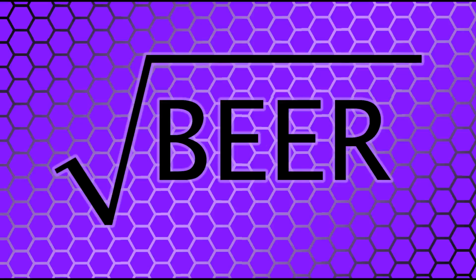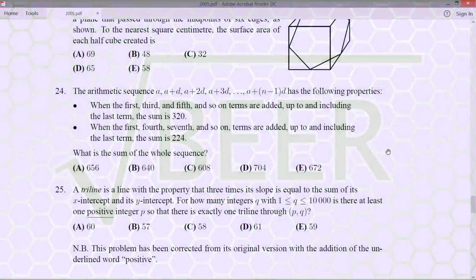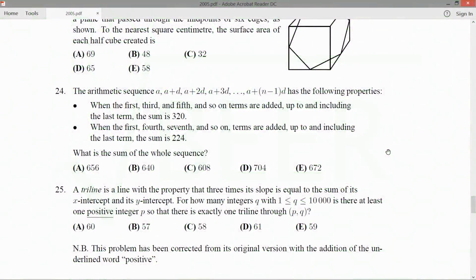Hi there, folks. We're looking at question 24 on the 2005 Fermat. We're going to skip the slower intro, and we're just jumping right into it.